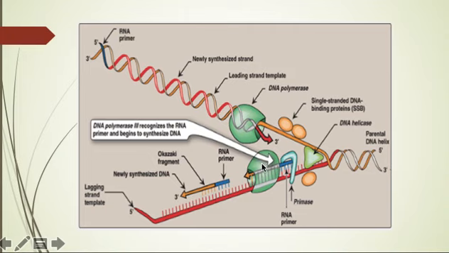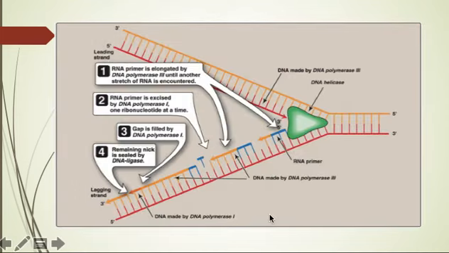This is the newly synthesized DNA strand. This is the DNA polymerase enzyme, and this is the RNA primer, and this DNA polymerase 3 recognizes the RNA primer and begins to synthesize the DNA. So this is the whole process of replication. In the next picture, you can see the parental strands separated by DNA helicase. This is the RNA primer, and the DNA made by DNA polymerase enzyme 3. You can see here also you have the DNA polymerase 3 enzyme.